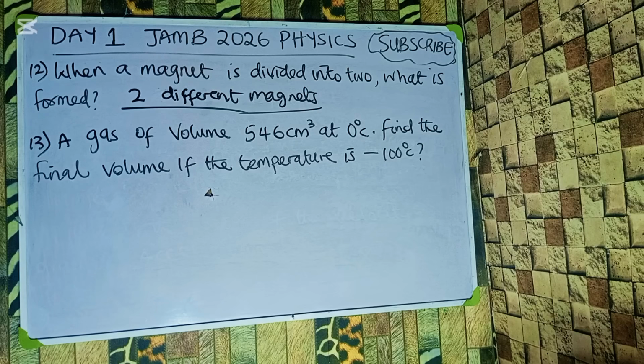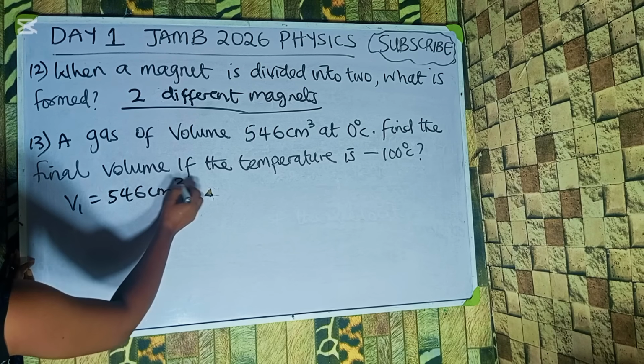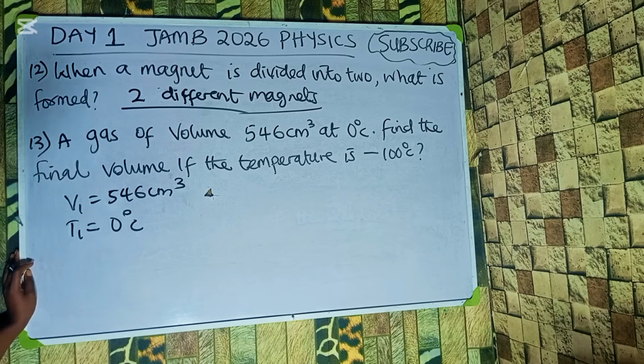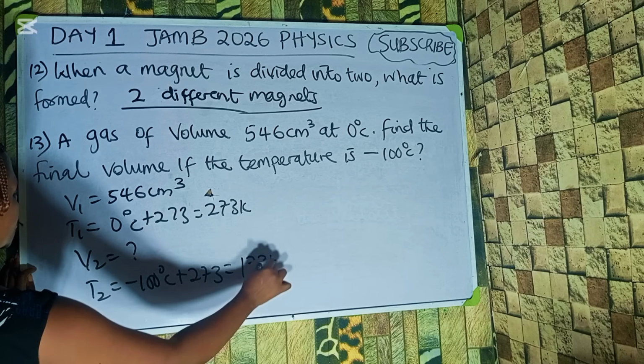Question 13. A gas of volume 546 centimeter cube at 0 degrees Celsius, find the final volume if the temperature is minus 100 degrees Celsius. So you are going to be looking at Charles' law. The first volume is 546 centimeter cube. The first temperature, T1, is 0 degrees Celsius. We convert it to Kelvin by adding 273, so this is 273 Kelvin. We are looking for the final volume when the final temperature is minus 100 degrees Celsius. We add 273, and it gives 173 Kelvin.